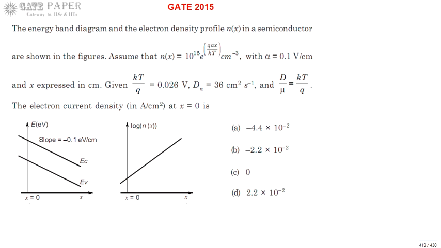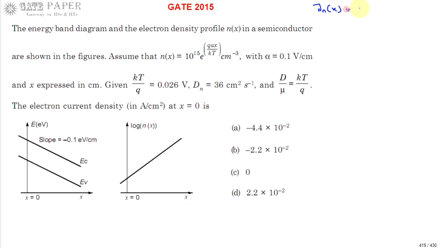Given kT by q, also called the thermal voltage Vt, is 26 millivolts or 0.026 volts, and Dn, the diffusion constant for electrons, is 36 centimeter square per second. Okay, kT by q is given as D by mu, and we are going to calculate the electron current density at x equal to 0.